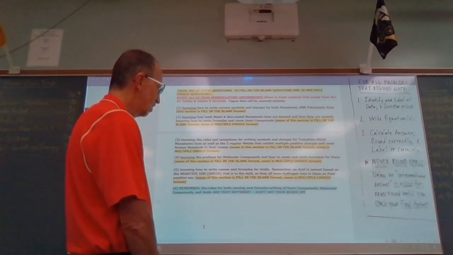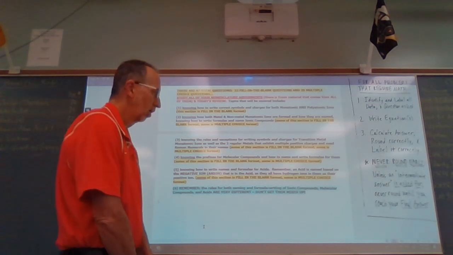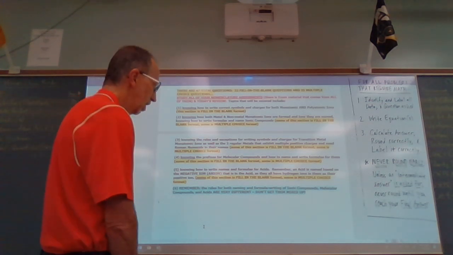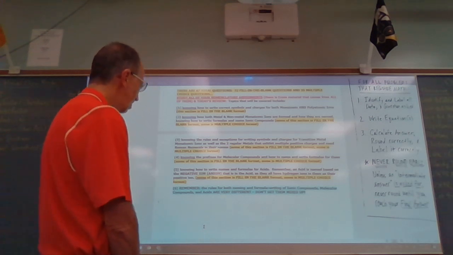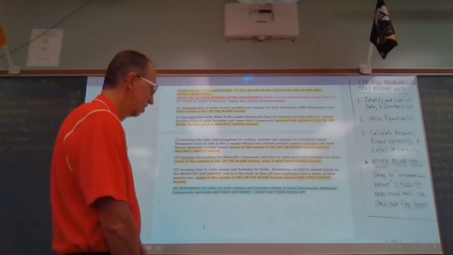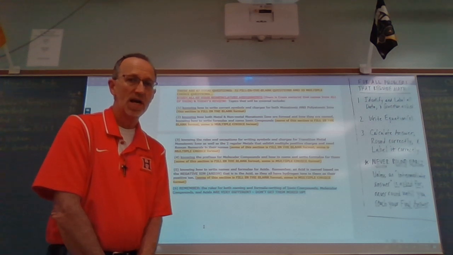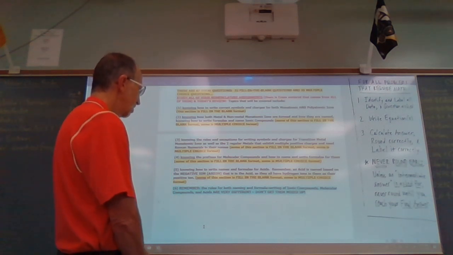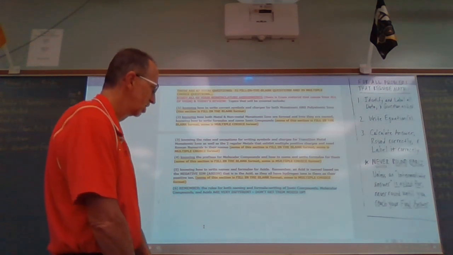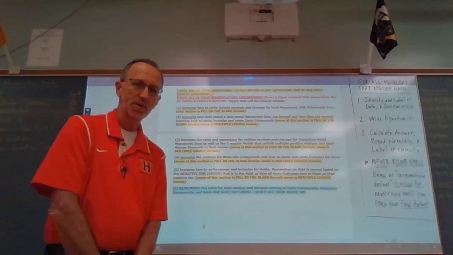Fifth, know how to write names and formulas for acids. Remember, we just went over this yesterday. Remember, an acid is named based on the negative ion or anion that is in the acid because they all have hydrogen ions in them as their positive ion. And again, some of this section is fill in the blank, some is multiple choice.